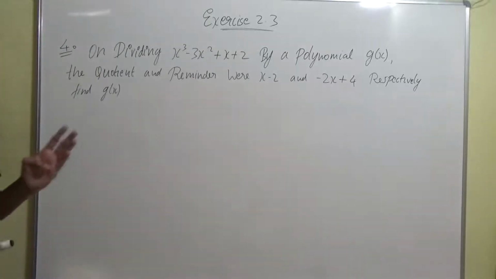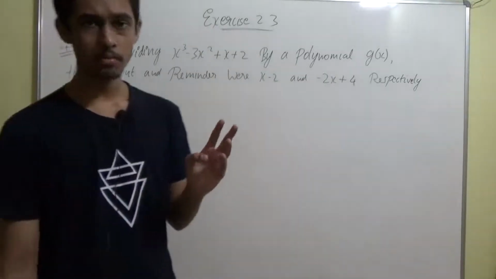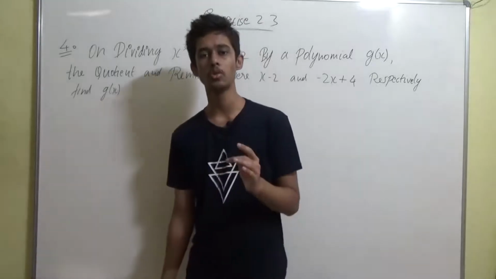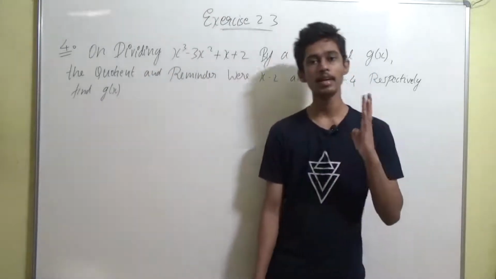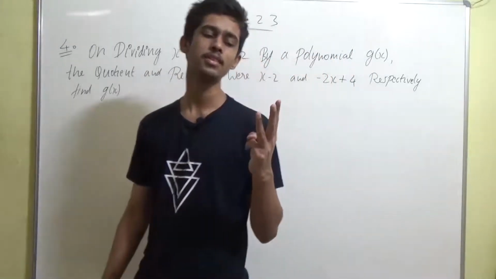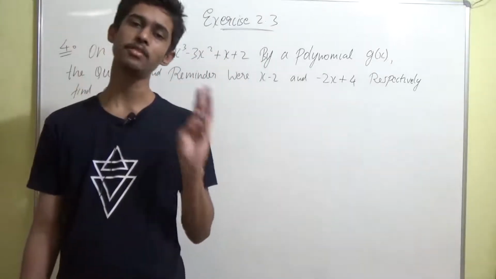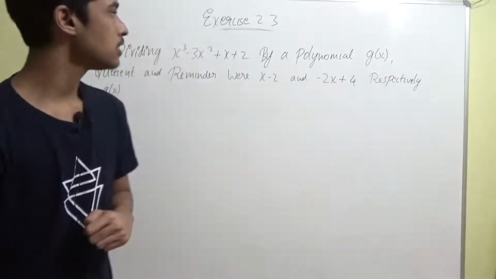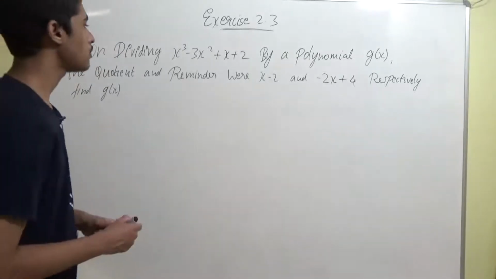There are 4 terms, right, guys? One is dividend, one more is divisor, one more is quotient, and the other is remainder. In those 4 terms, if 3 are given and 1 they have asked us to find, we can find it, right, guys? Yeah, it's easy to find. Let's go and find it out, guys.